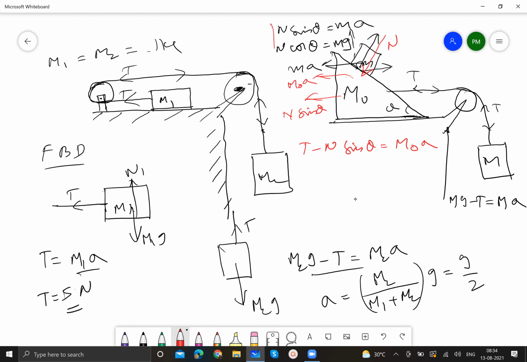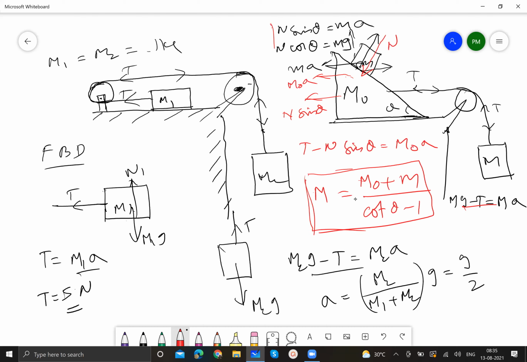So on using these three sets of equations, this is a standard formula you can remember; many times it appeared in the exams. The question was to find the mass of the freely hanging block. So it will be (m naught plus m) by (cot theta minus 1) is the final formula. I gave the source of the equations. Now you have to solve them to get the value of mass. The question is find M.